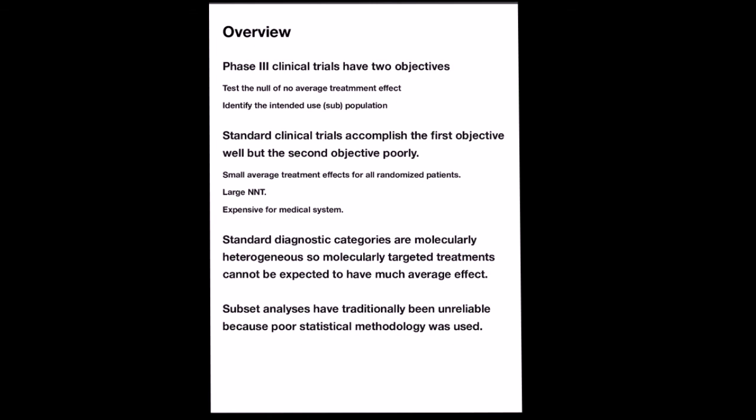And now, particularly in oncology, where we know that our standard diagnostic categories are molecularly heterogeneous, and we use treatments that are molecularly targeted, we can't really expect to have those treatments have much average effect. So whenever possible, sponsors are actually doing trials in which, a priori, based on biological knowledge, they figure out what is the appropriate population to target and then restrict eligibility. But that, as has been pointed out, is not always possible.